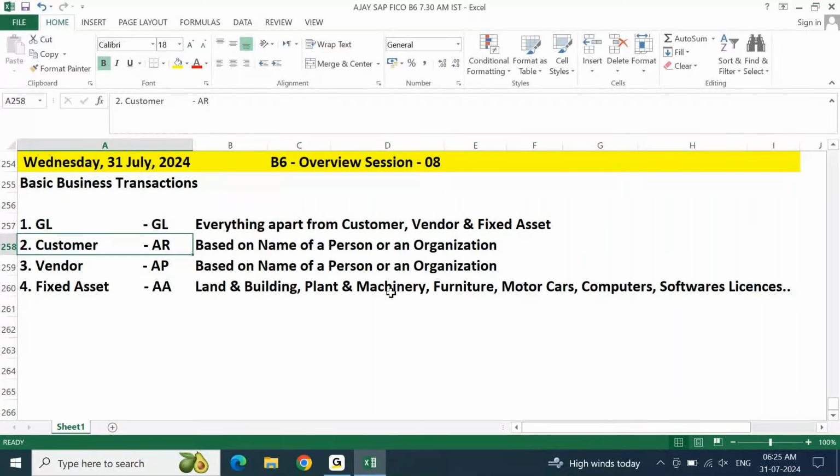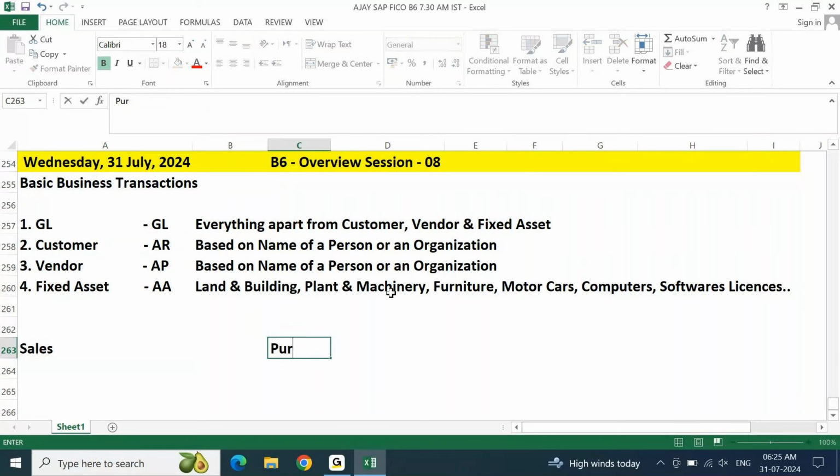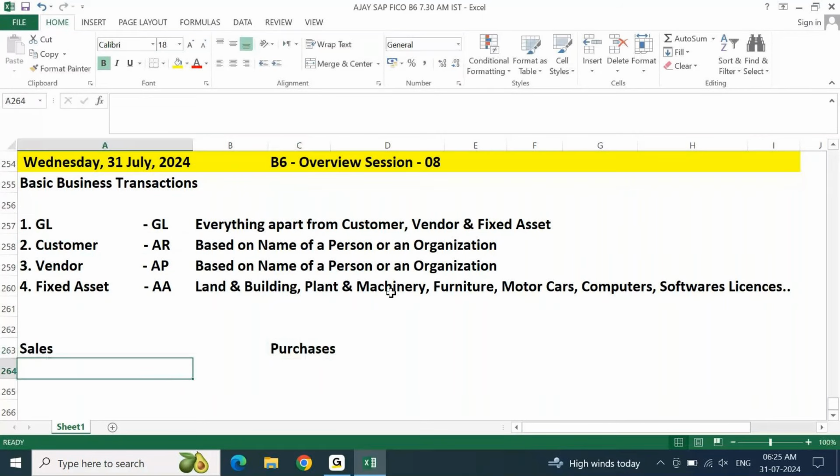Now, when it comes to sales, opposite to sales, you will have something called purchases. You should always read and understand sales and purchases together, because these are integrated, closely connected to each other. If you know what a sale is, you will by default understand what purchases is. If you understand purchases, you will by default understand a sale.